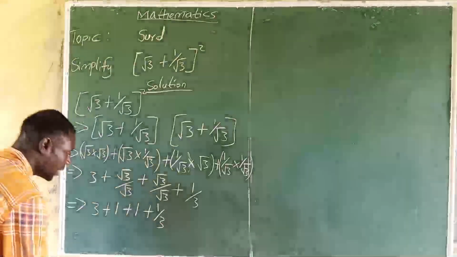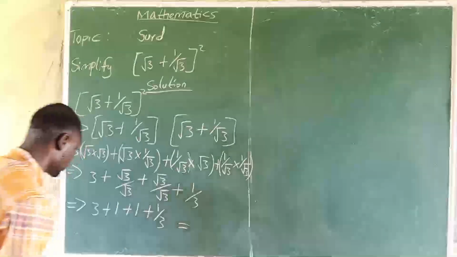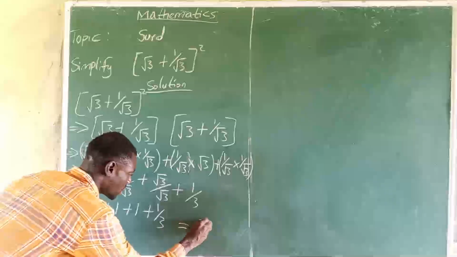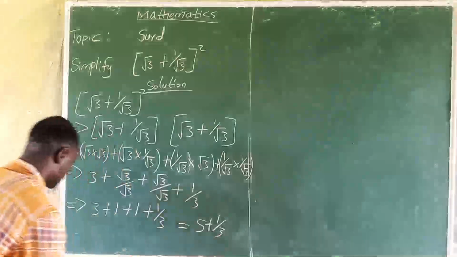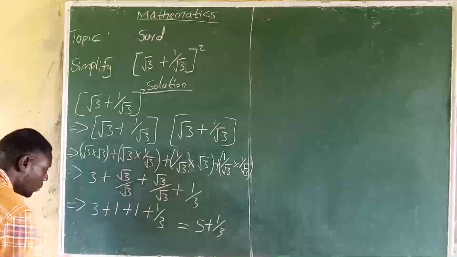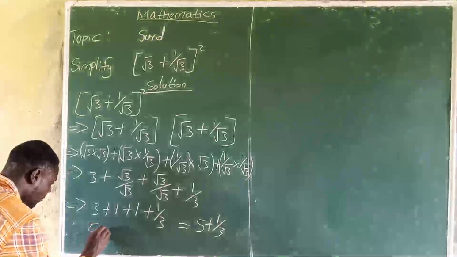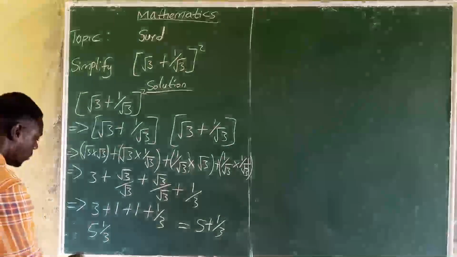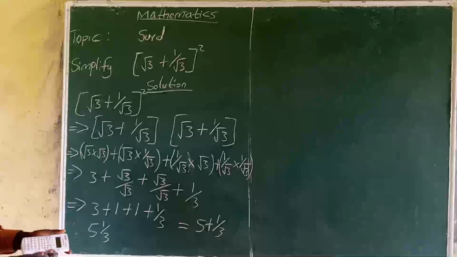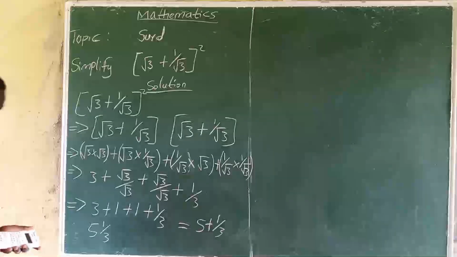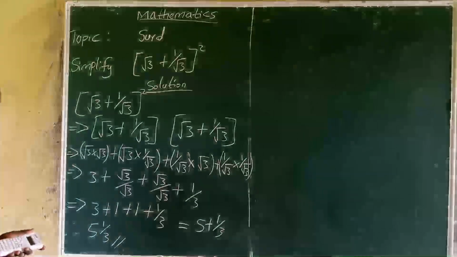And this one comes in. When you add this plus this plus this, it will give us 5 plus 1 over 3, which will give us 5 and 1 over 3. If you want to change it to decimal point, you have 5.33333. So this is where we have our final answer.